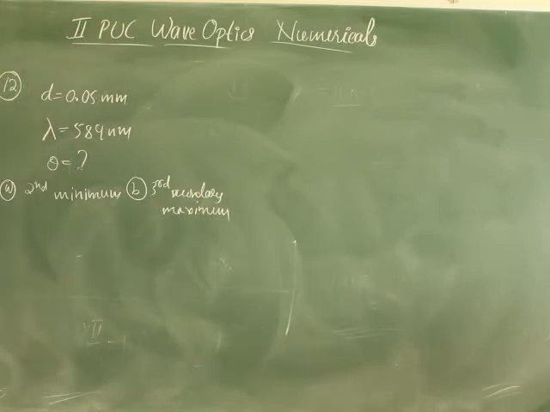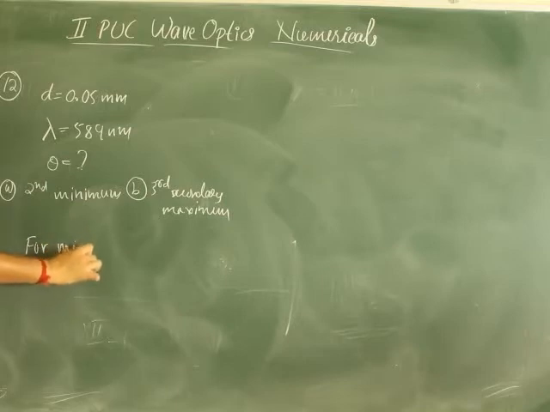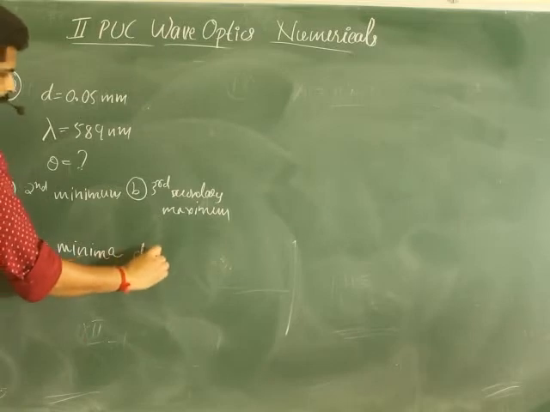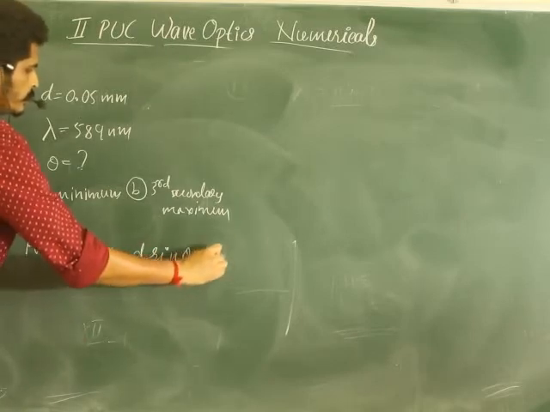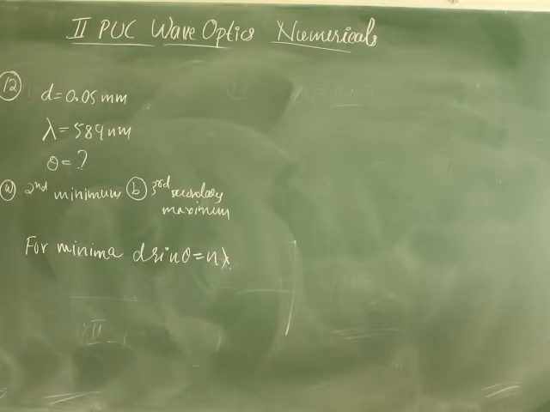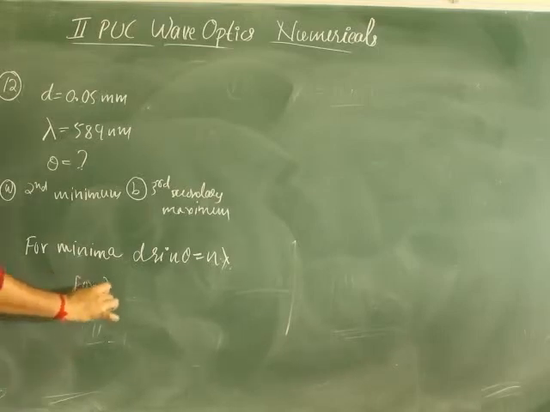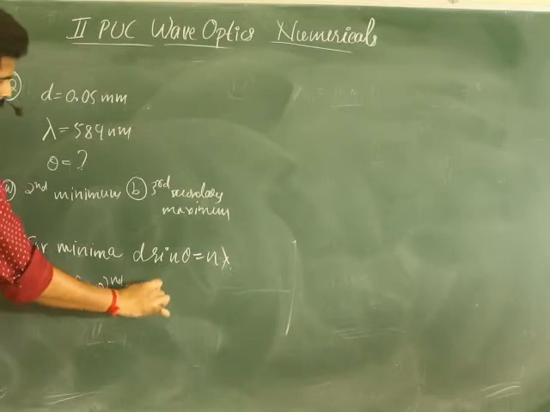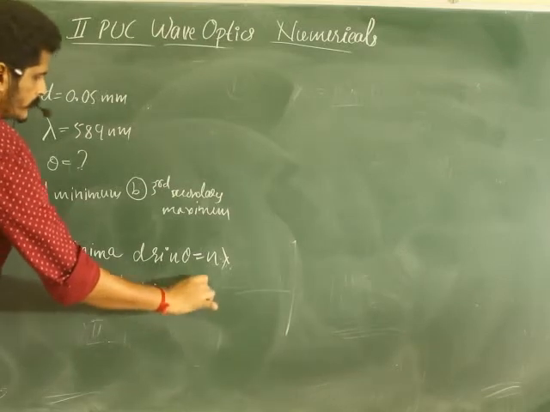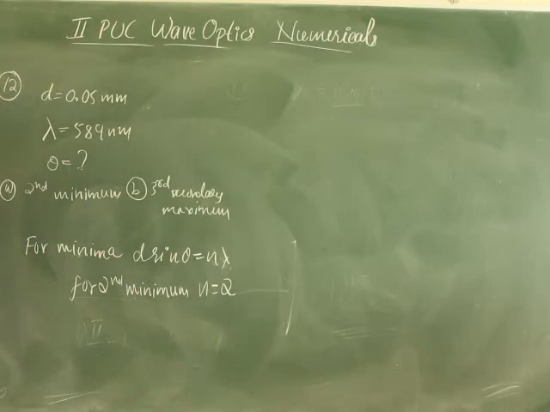Okay, so let us go for the first one. For minima, d sine theta equal to n lambda. Hope you remember the formula from our diffraction concept. For second minimum, n equal to 2 itself, nothing to worry there.